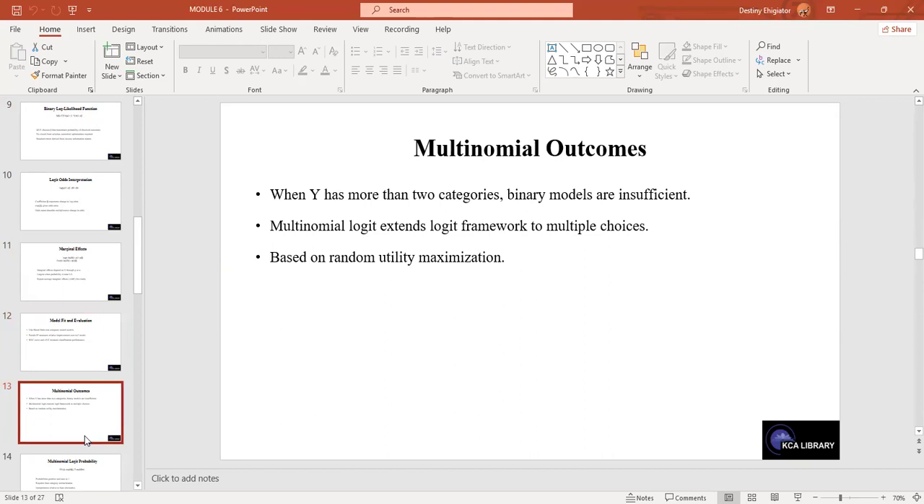Multinomial outcomes. When Y has more than 2 categories, binary models are insufficient. Multinomial logit extends the logit framework to multiple choices. It is also based on random utility maximization.